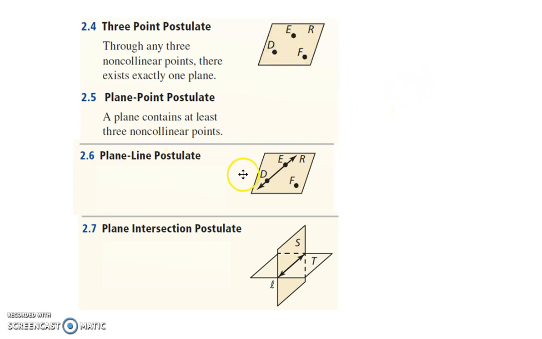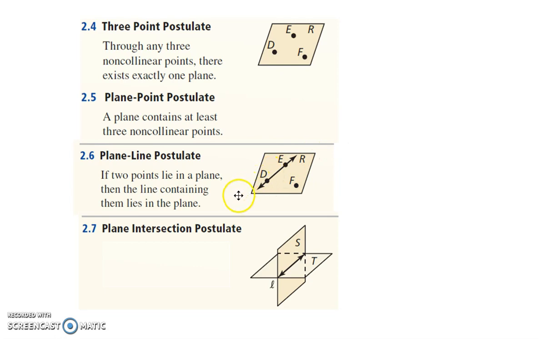The plane-line postulate: if 2 points lie in a plane, then the line through those points lies in that plane. So if 2 points are in the plane, then the line through those points is in the plane. 2-7, plane intersection postulate: if 2 planes intersect, their intersection is a line.